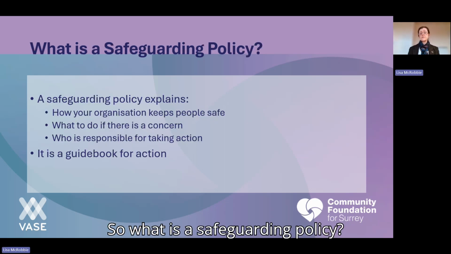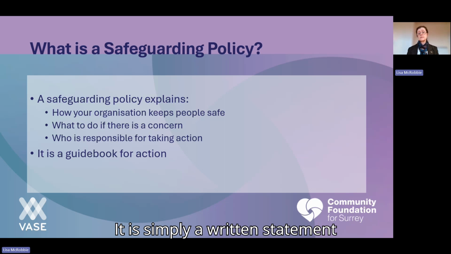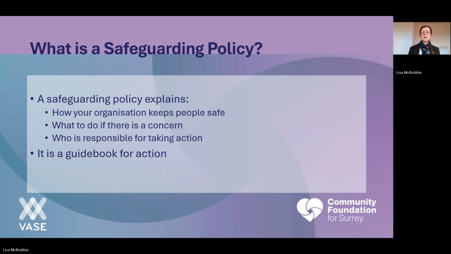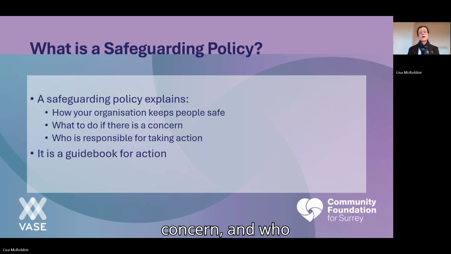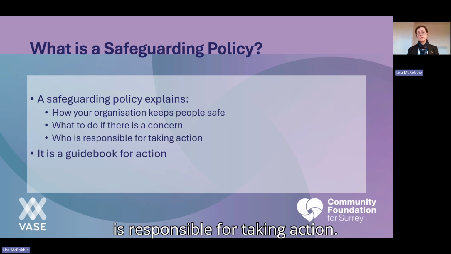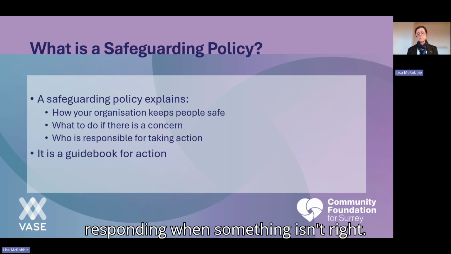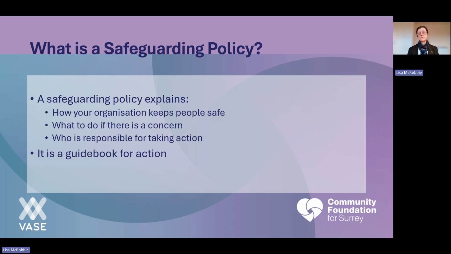So what is a safeguarding policy? It is simply a written statement that explains how your organisation keeps people safe, what people should do if there is a concern, and who is responsible for taking action. Think of it as your guidebook for preventing harm and responding when something isn't right.